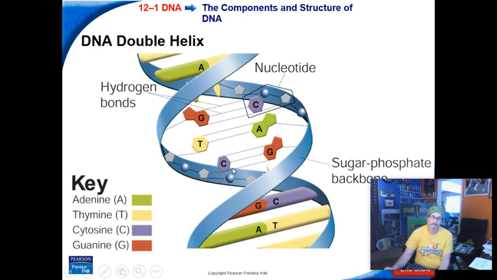Okay. And of course, nitrogen base, phosphate, sugar. These three things make up nucleotides. G always goes with C. A always goes with T.